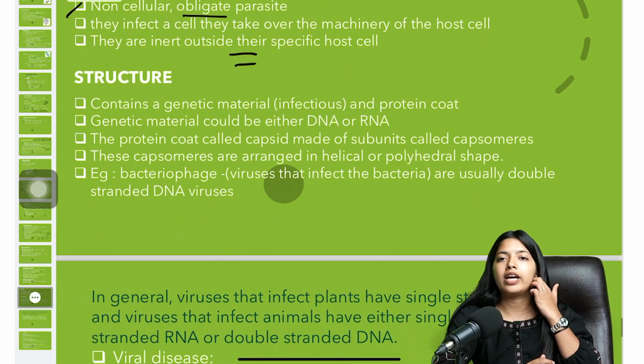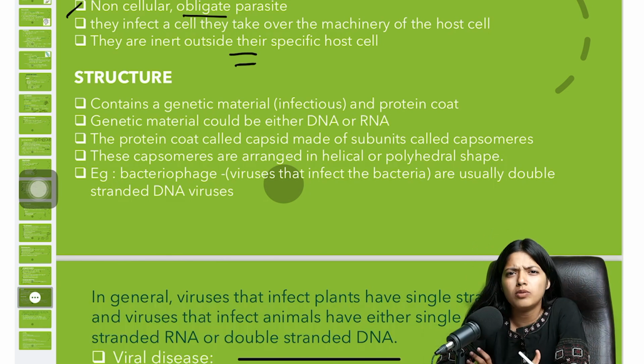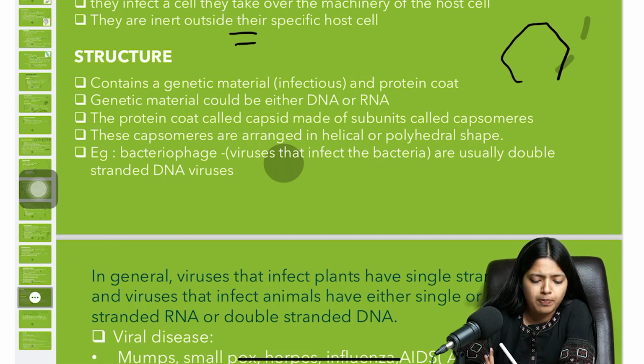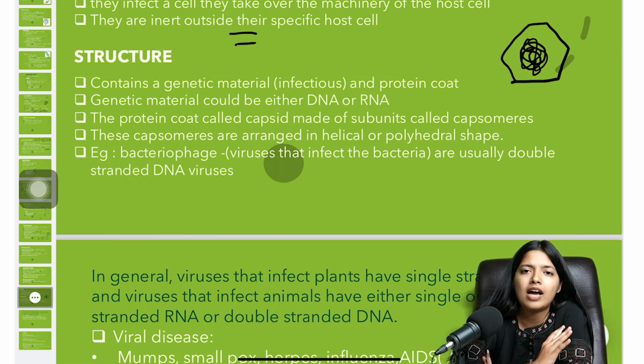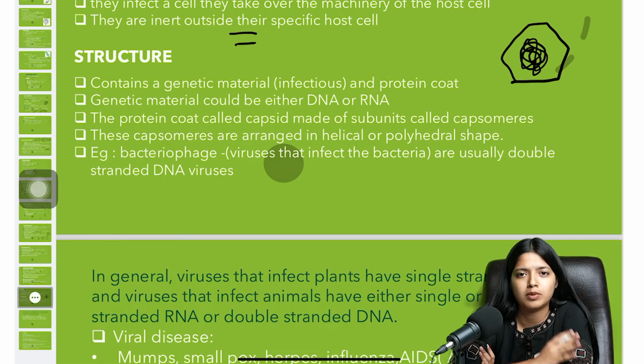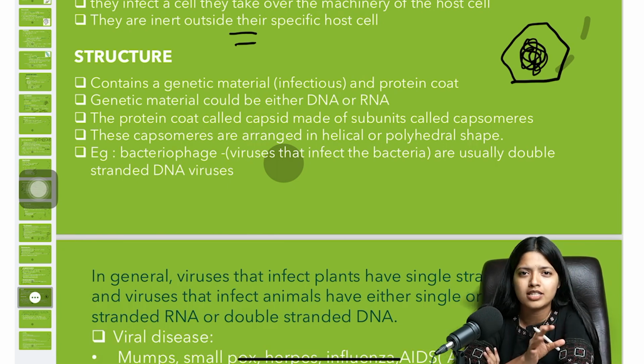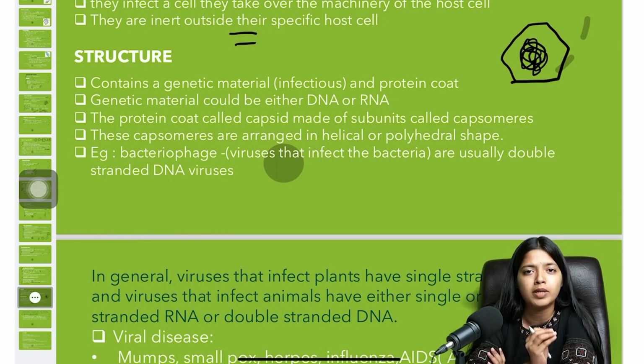Now the structure of a virus. We said it is non-cellular, so there is no proper cell structure for a virus. So how is its structure? A virus is simply a protein coat with a genetic material. So this is a virus. It will have a protein coat, and inside it a genetic material. So it is a mere structure. A structure with a protein coat and genetic material inside it, we call it a virus. It's not like an organism, there is no proper cellular structure. It is just a protein coat, and inside it there will be some genetic material present.